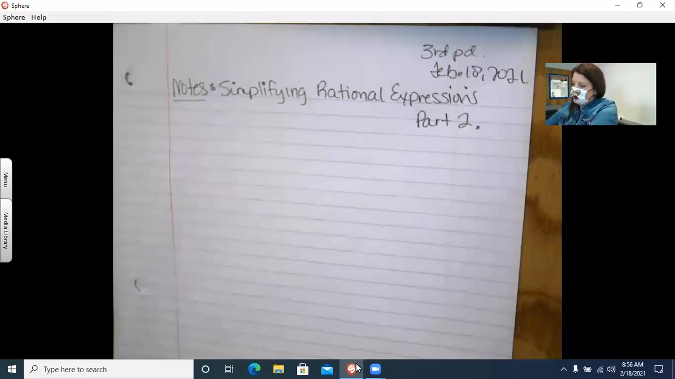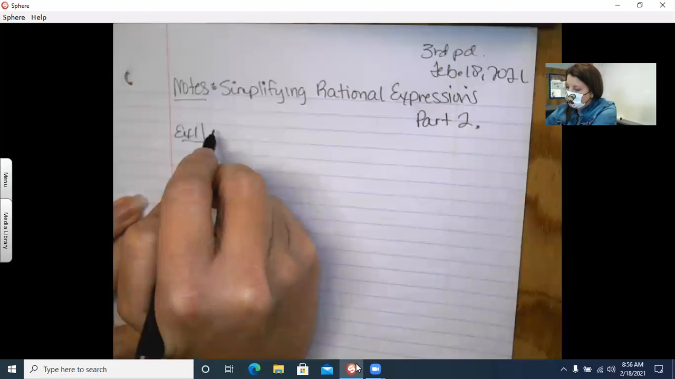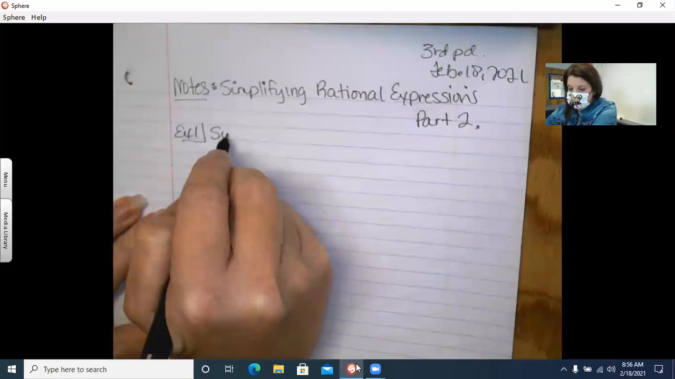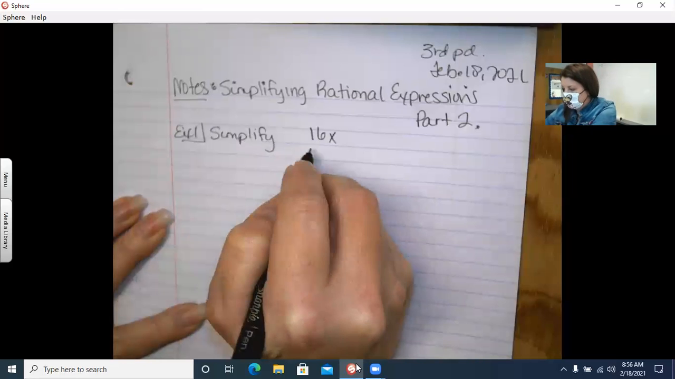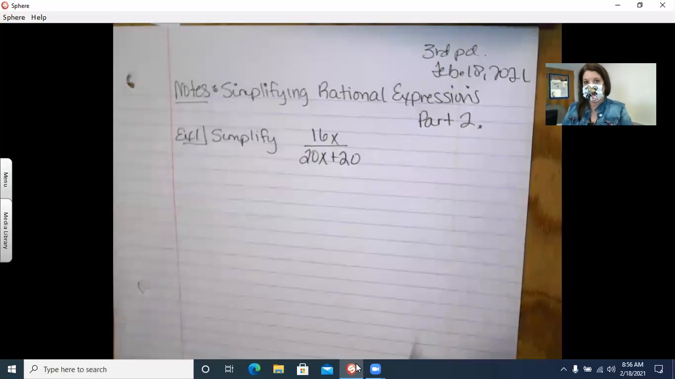Okay, so example 1, we're going to simplify 16x divided by 20x plus 20. Now, could I go ahead and cancel those x's out? Nope. Could I reduce a 16 and a 20? Exactly, good job. 16x is one term.